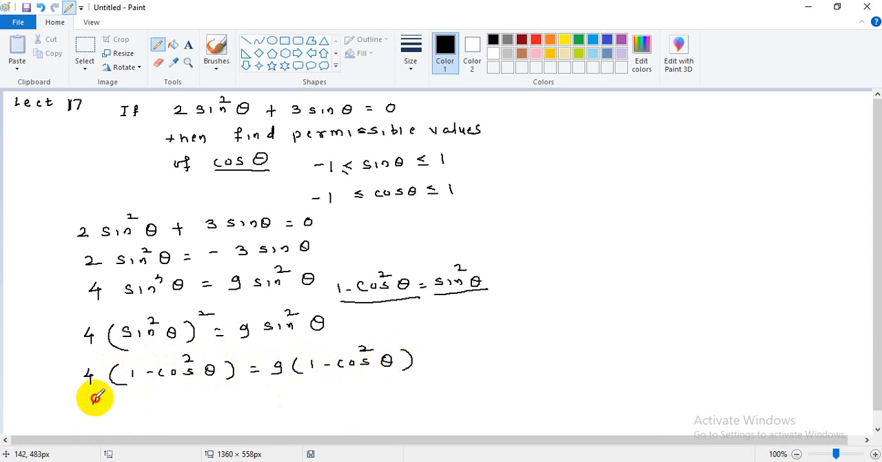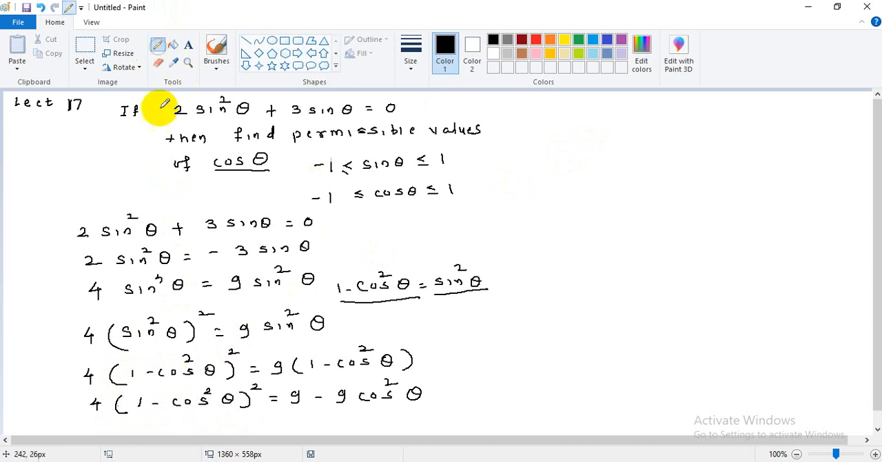Okay, so what you will get: 4 into bracket 1 minus cos squared theta, bracket squared, is equal to 9 minus 9 into cos squared theta. I hope you understood what is being done. These are simple calculations. Now this is not minus, this is plus sign. By mistake, I will erase that so that you will not be in confusion whenever you study these lectures.